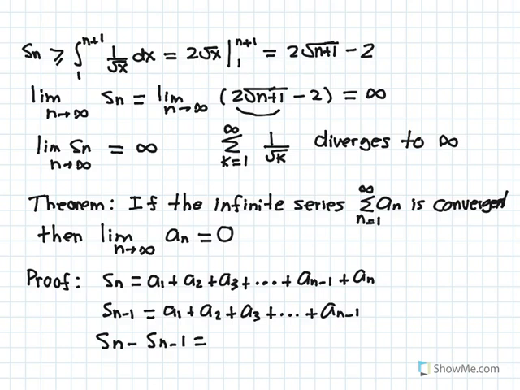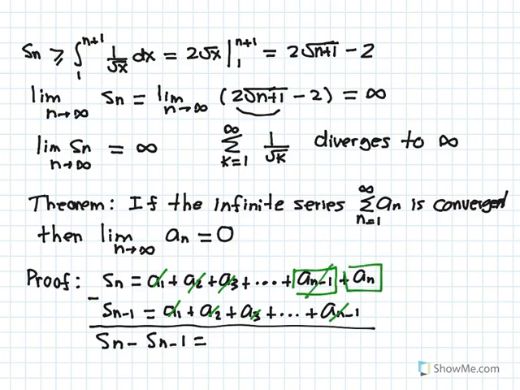If we subtract these, a1 minus a1 cancels, a2 cancels, all of these cancel, an minus 1 will also cancel with this term, so the only thing that's left is the last term of the first series, which is an. So we've shown that Sn minus Sn minus 1, the nth partial sum minus the n minus 1th partial sum, is an, the general term.